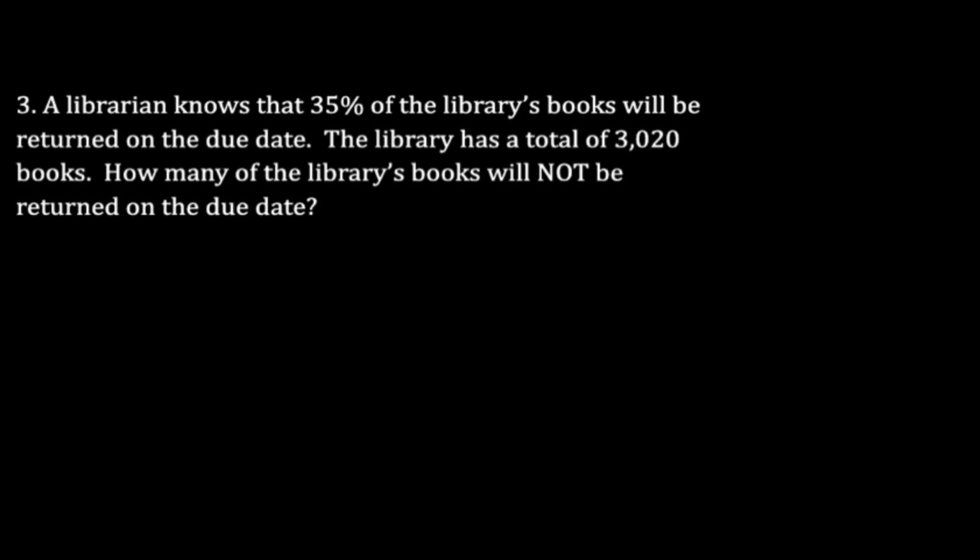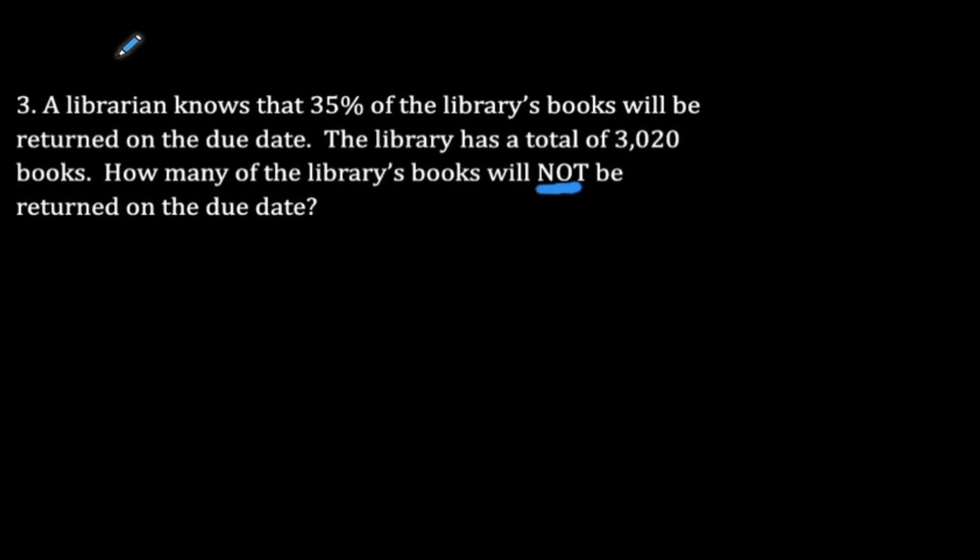So it reads, a librarian knows that 35% of the library's books will be returned on the due date. The library has a total of 3,020 books. How many of the library's books will not be returned on the due date? Okay, so this can be set up as a proportion. However, we need to take our time with this because we need to find out how many books will not be returned on the due date, right?